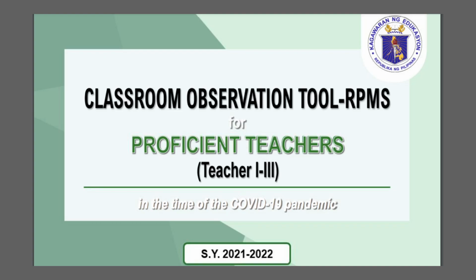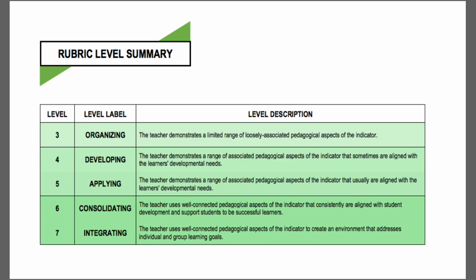Classroom Observation Tool (RPMS) for Proficient Teachers, Teachers 1 to 3, in the time of the COVID-19 pandemic for school year 2021 to 2022. Rubrics Level Summary. Level 3, Organizing. The teacher demonstrates a limited range of loosely associated pedagogical aspects of the indicator. Level 4, Developing. The teacher demonstrates a range of associated pedagogical aspects of the indicator that sometimes are aligned with the learner's developmental needs.